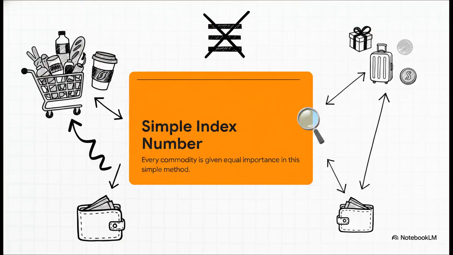So, to really appreciate the complex formulas, we first need to look at why basic math just kind of falls on its face here. A simple index assumes that everything you buy impacts your wallet in exactly the same way. In this basic method, every single commodity is given equal importance. But, think about your own life for a second. That is a massive flaw when you're trying to measure real economic changes. I mean, a 10% price increase on something you buy every single day, that's going to hurt a lot more than a 10% increase on some random thing you only buy once a year, right?